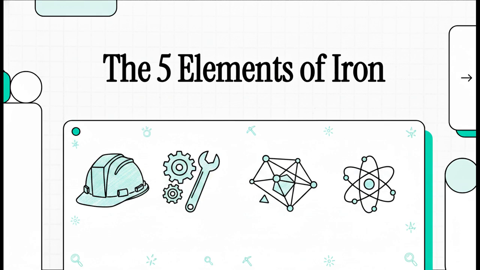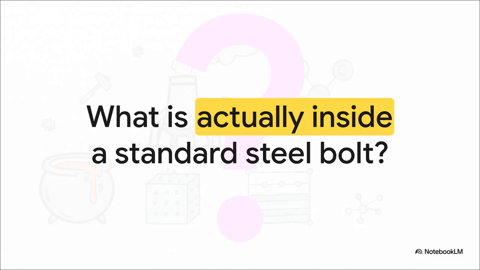Today, we're going to put on our virtual hard hats and look at the world a little bit differently. We're going to look at an incredibly common material, but through the precise, analytical lens of a metallurgical engineering student. We are going to systematically break down the hidden chemistry, the generation principles, and the absolute engineering marvel that is iron. So what is actually inside a standard steel bolt?